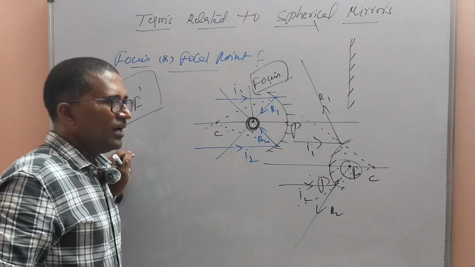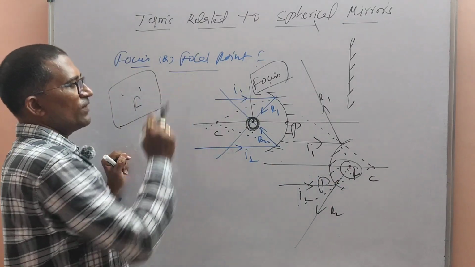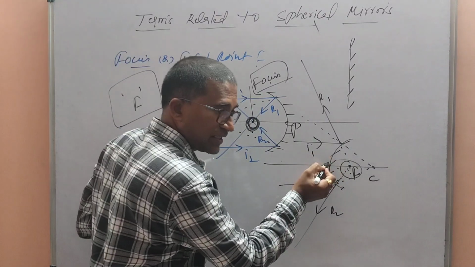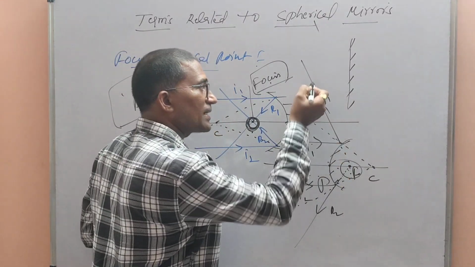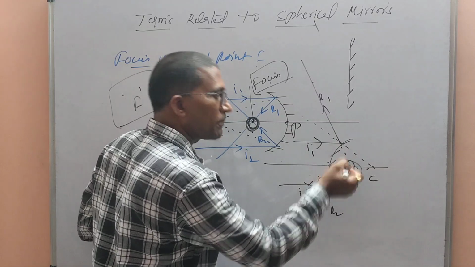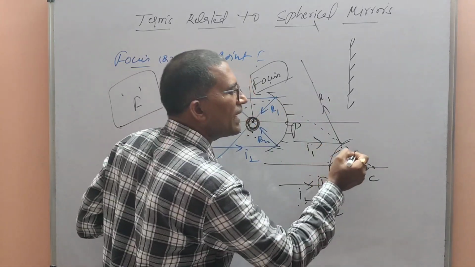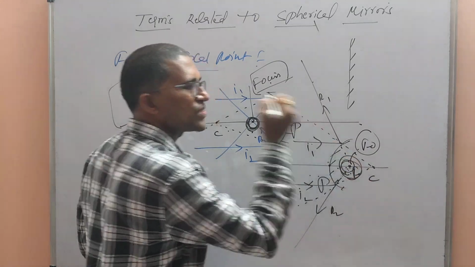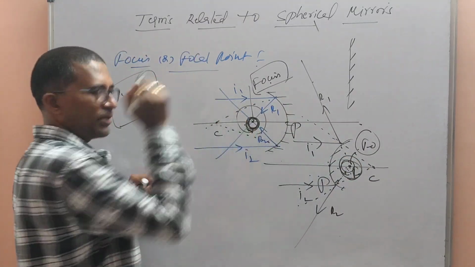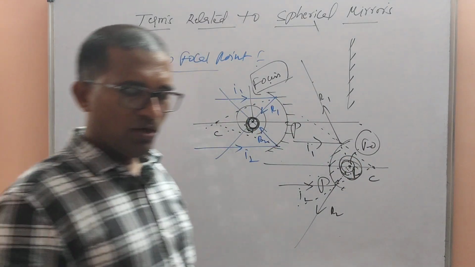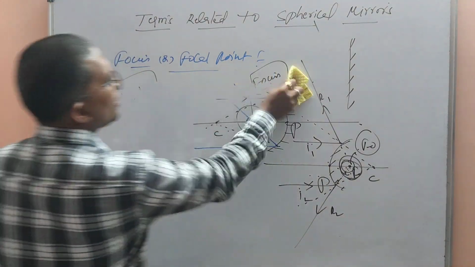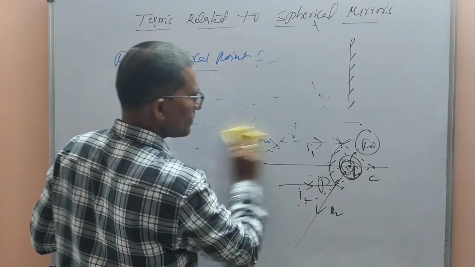Otherwise, simple definition: the point at which all the reflected light rays converge is called a focus. In case of convex, the reflected light rays appear to be coming from one particular point, and this is mentioned as the focus for a convex mirror. For convex mirror, focus is inside. For concave mirror, it is in front of the mirror. You know that. Next, what is the meaning of a focal length?